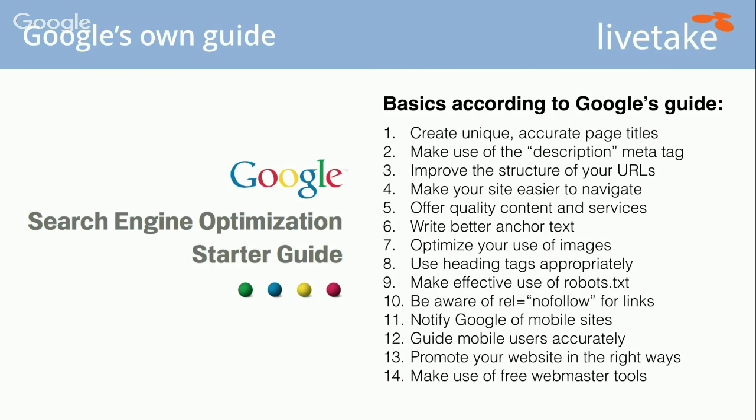Improve the structure of your URLs, make your site easier to navigate, offer quality content and services, write better anchor tags, optimize your use of images, use heading tags appropriately, make effective use of robots.txt. Again, you probably wouldn't know what that means. Be aware of rel equals nofollow for links. Again, you probably wouldn't know what that means. Notify Google of mobile sites, guide mobile users accurately, promote your website in the right ways, make use of free webmaster tools. So that's 14 basics according to Google.